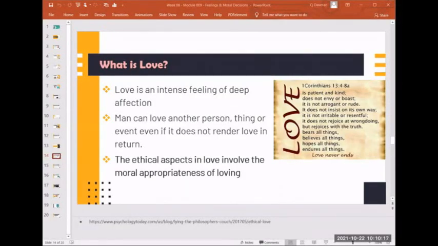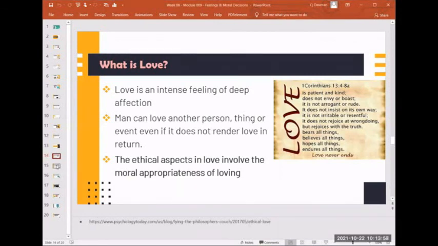Love has to abide with the aspects of involving moral appropriateness of loving. When we say moral appropriateness, you should abide the standard, the norms about this love. And if you're going to talk about the ethics of love and what really love is, we can find these definitions of love in First Corinthians. This is a biblical definition of love. If you're going to read this one, First Corinthians, chapter 13, verses 4 to 8a. So you can read it yourself. Love is patient and kind.